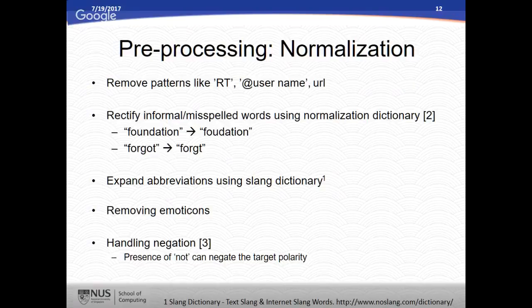And the important part is handling negation. The presence of "not" can negate the meaning or the polarity of the target aspect, right? As Wenqiang mentioned, that's an important thing. We're going to talk later about how this can be handled more gracefully, rather than just taking some hand-coded feature. We'll talk about that later. Any questions so far?